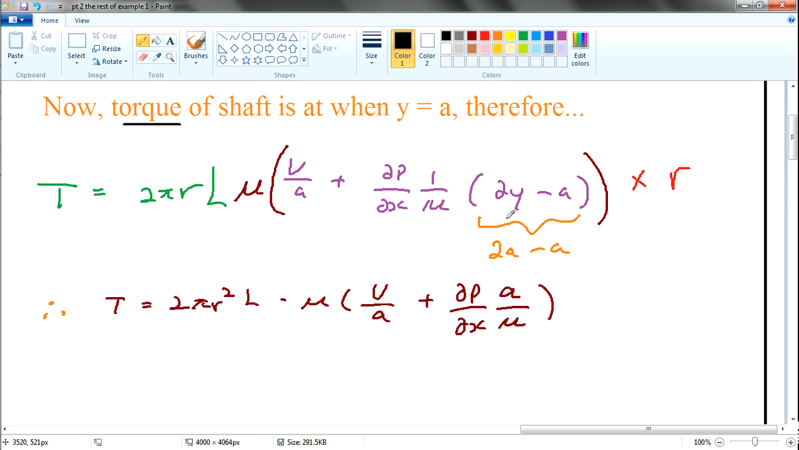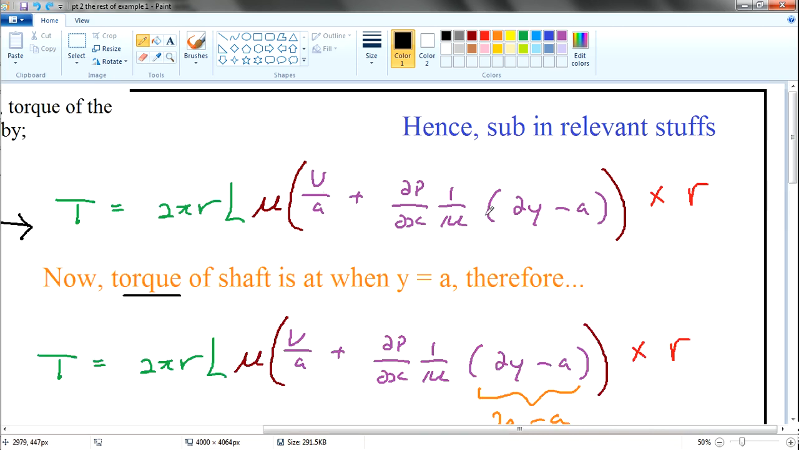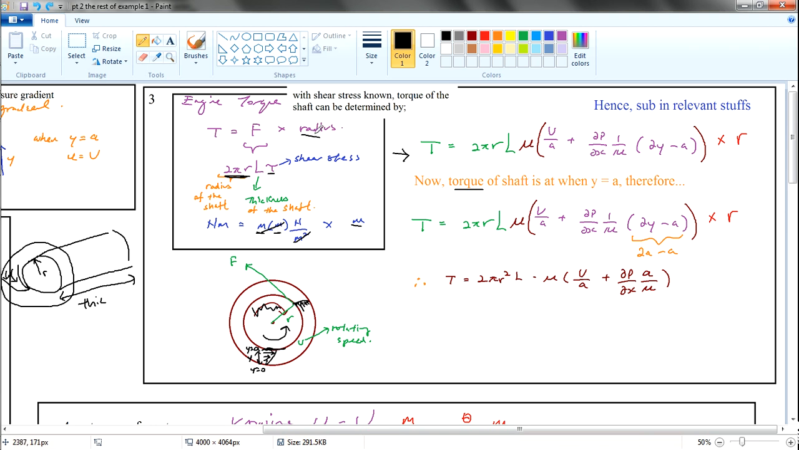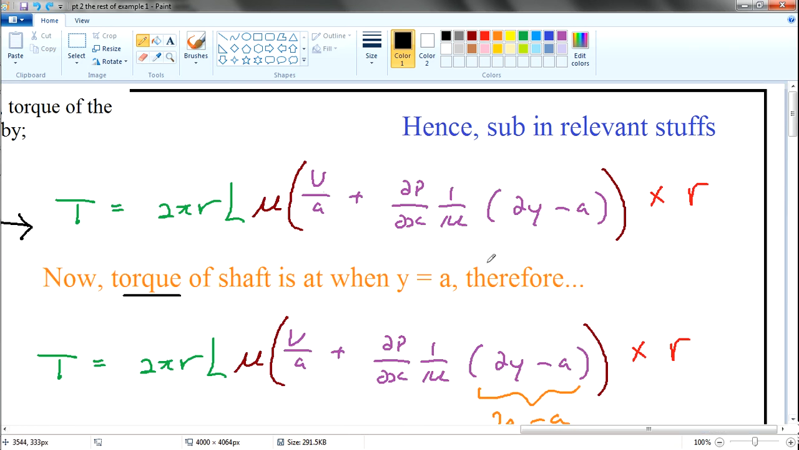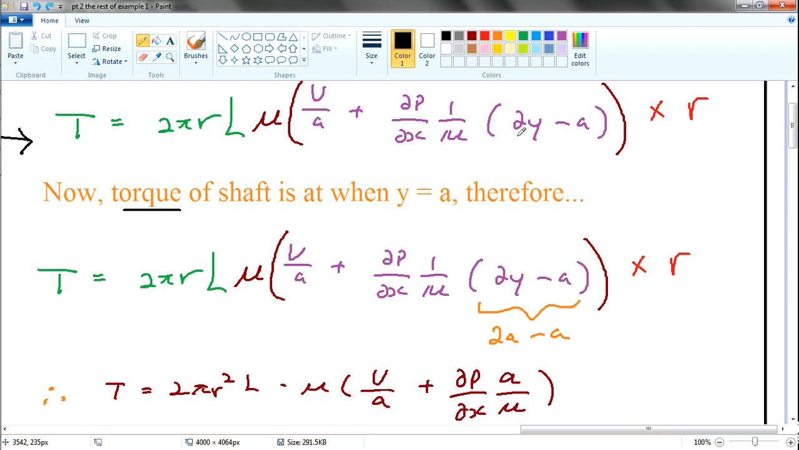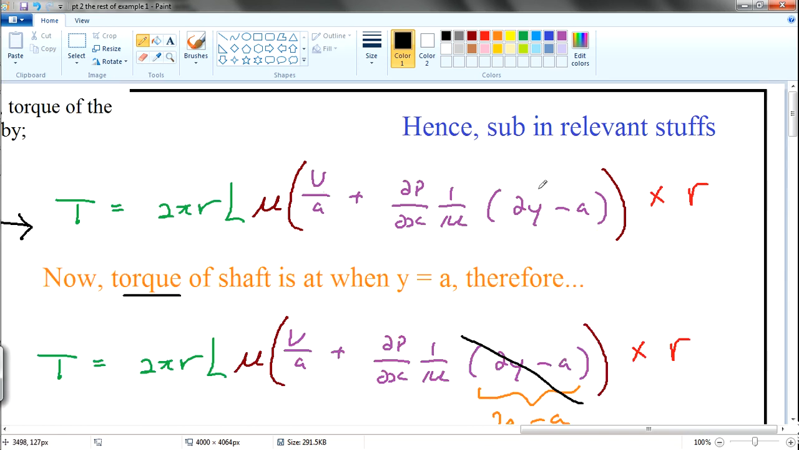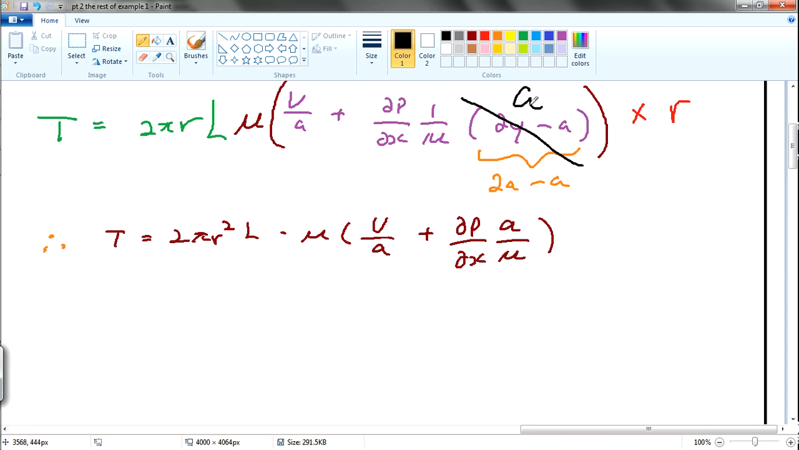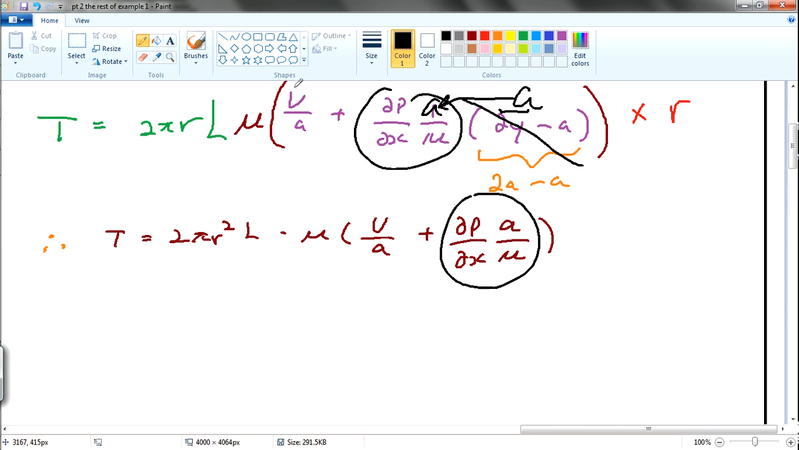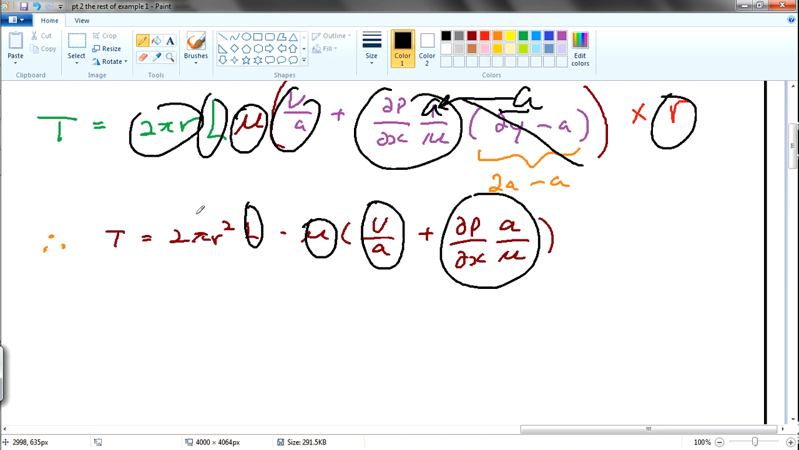And then I just sub in my y. What I did earlier was I have my top formula, force times radius, and then I sub in my shear stress, and I say that y equals a. Therefore, I sub y equals a. So 2a minus a becomes a. So therefore, you have partial p partial x, a over nu. This a over here, a over nu, is the same as this. And L is the same. 2 pi r times r, so it's 2 pi r squared. So this is the description of the torque force.